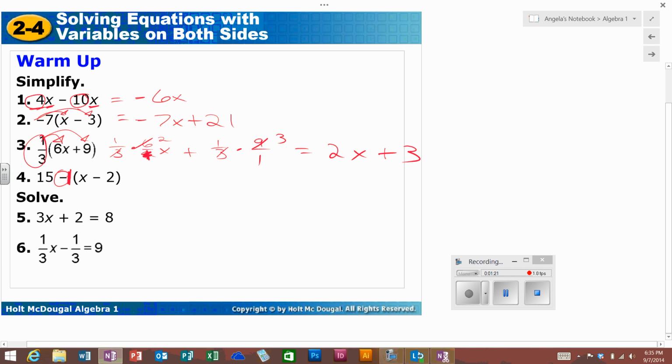Okay. Here's our favorite negative sign. Remember, treat this like a negative 1 out in front. So we get 15 minus x plus 2. I'm going to combine that 15 and that 2, so I get 17 minus x.